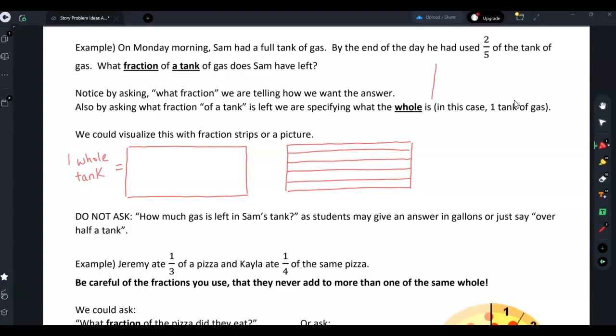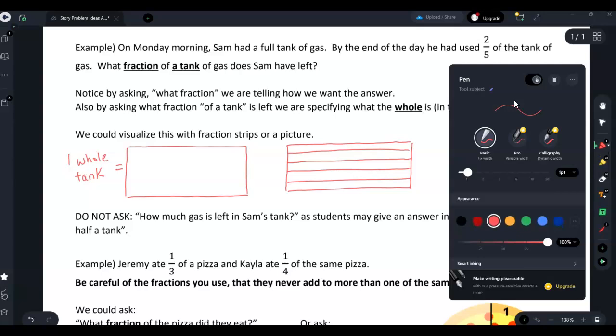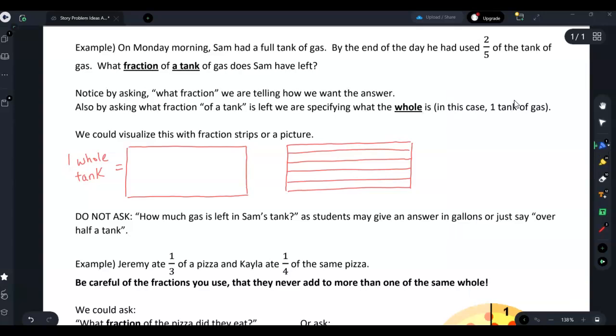So if you really want to make it look like a tank, you could maybe make it a rectangle and then put like a spout or something on it. But you want to be careful that you can easily split it into equally sized pieces. And then we could cross out or shade, or however you best like to do this.